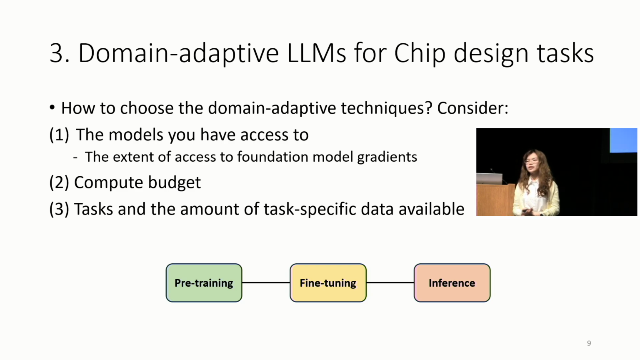And the second thing is you need to consider what kind of compute budgets and resources you have. And the third thing is you might have some specific task in mind, and also you need to consider the amount of domain data that you have. Later on, I will go through some techniques and examples in these three different stages. So let's start from the pre-training stage.